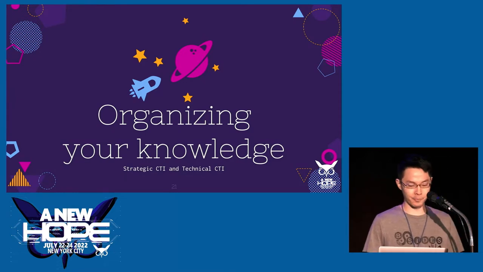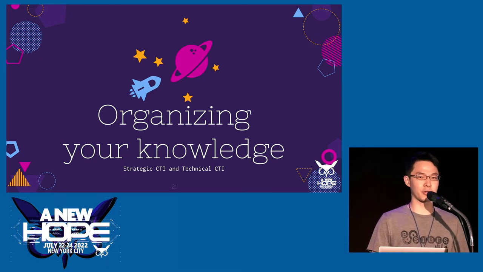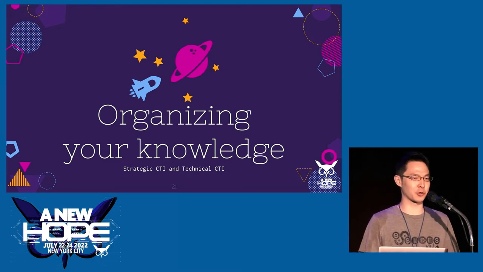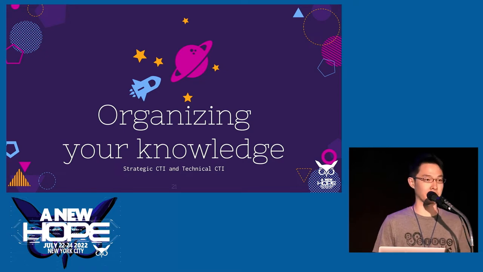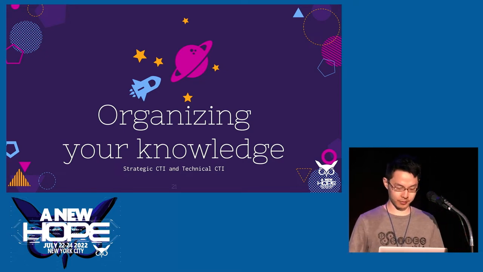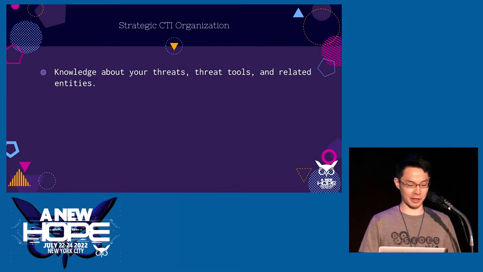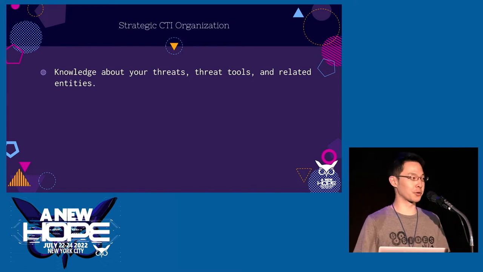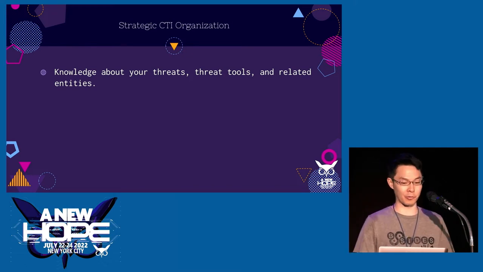So we'll talk about the first core functionality, which is organizing your knowledge. CTI, for cyber threat intelligence, you can break it down into two components, two schools of thought, essentially. Strategic versus technical. For strategic CTI, it's mainly about knowledge about your threats, the threat tools that your threats use, and related entities that are targeted by your threat actors.